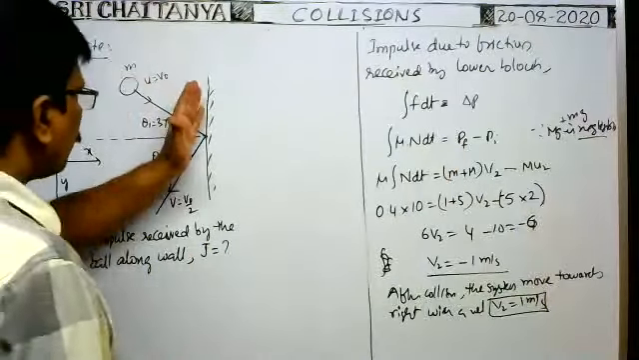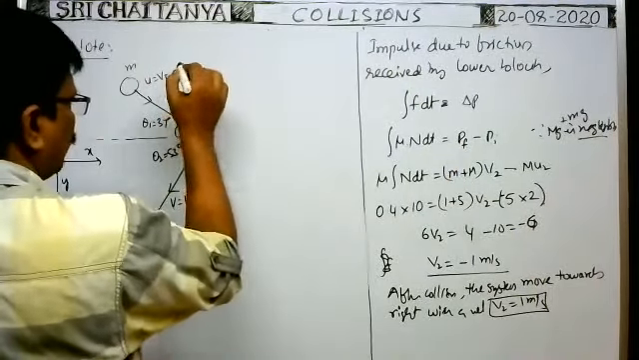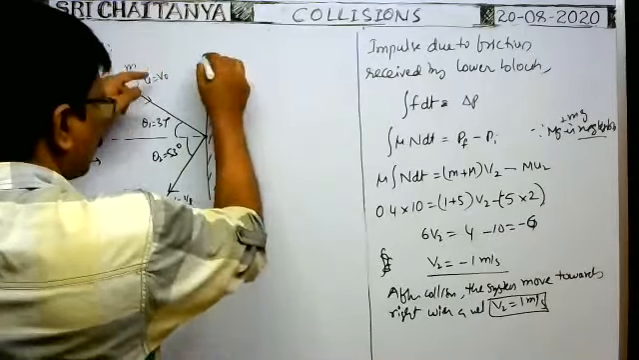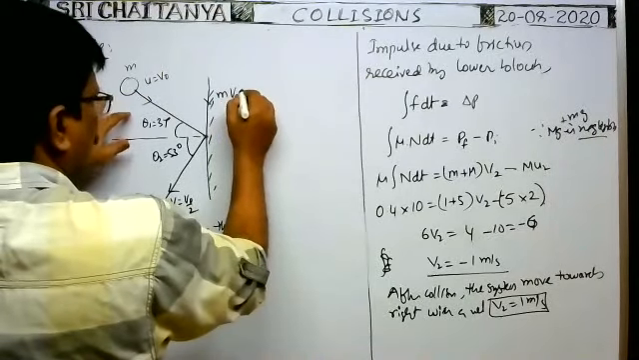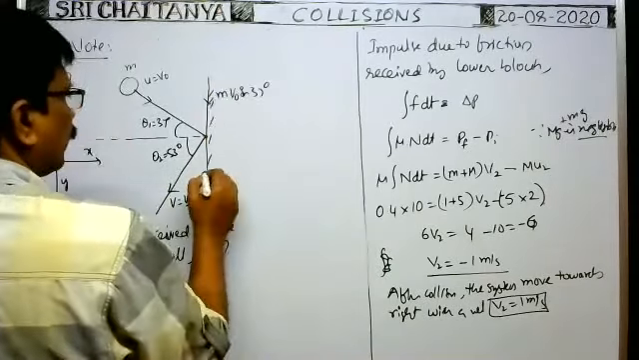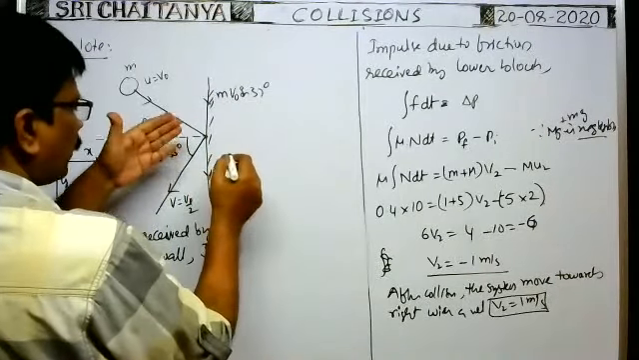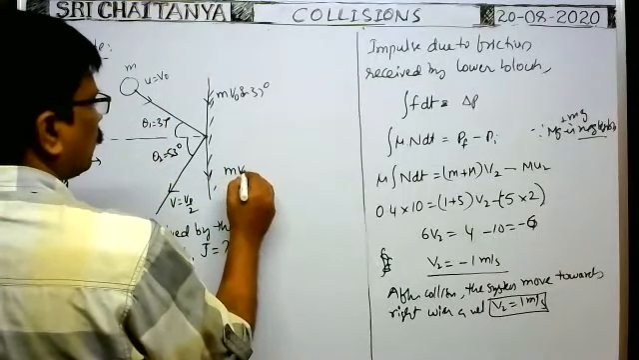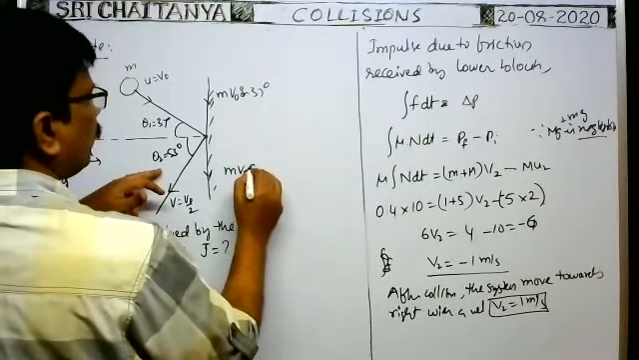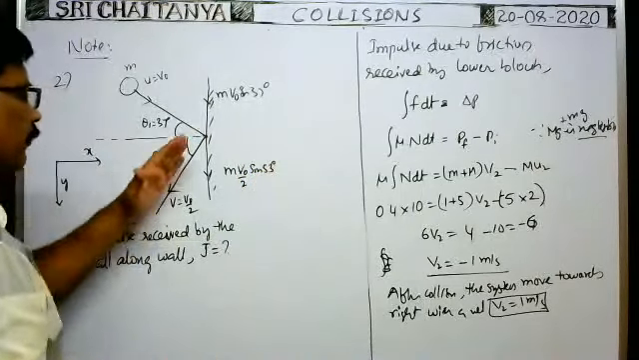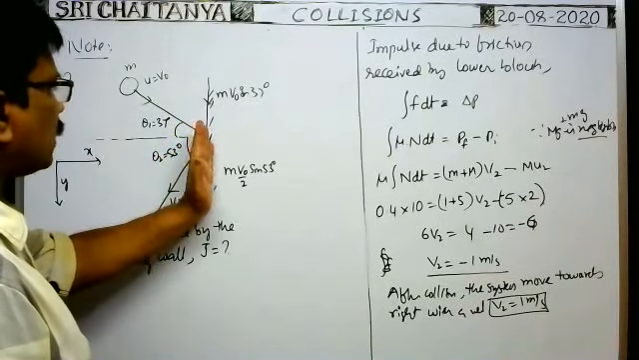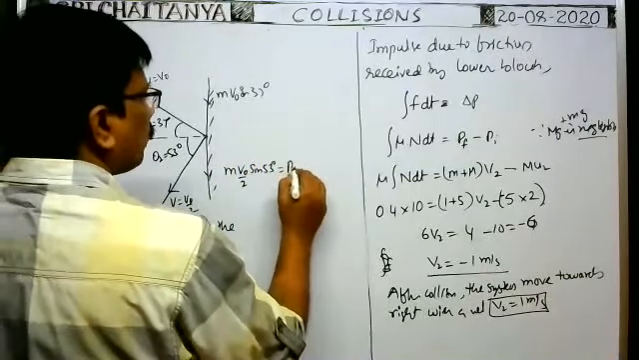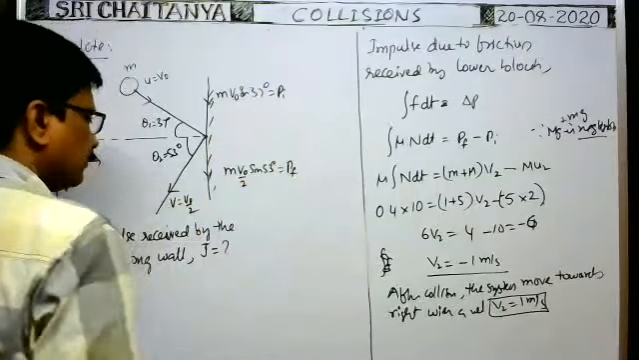Before collision, along the wall, the momentum of the ball is m into the velocity component along this direction, v0 sin 37. After collision, the momentum of the ball along the wall is m into v0 by 2 into sin 53. So this is the final momentum along the wall, and that is the initial momentum along the wall.